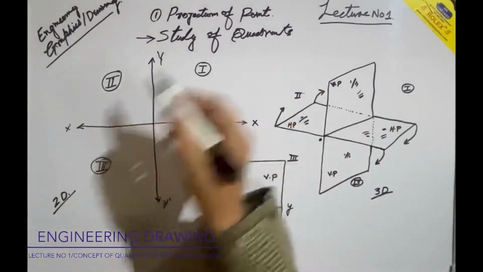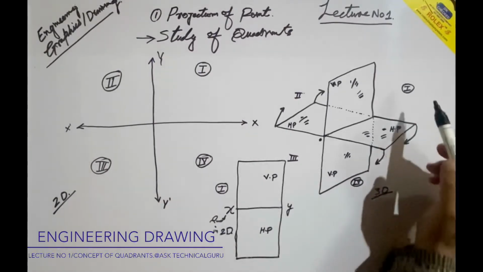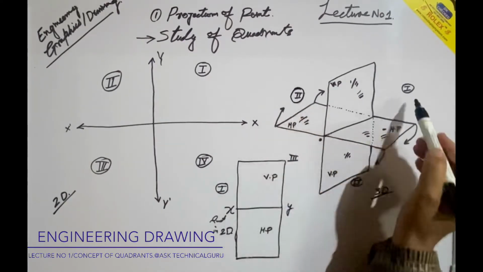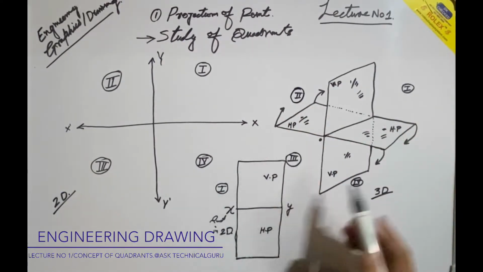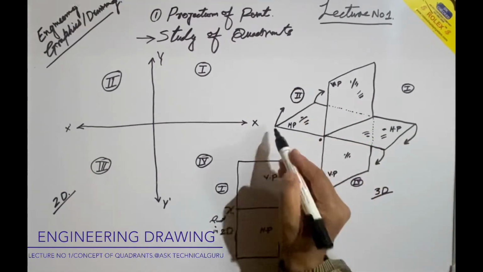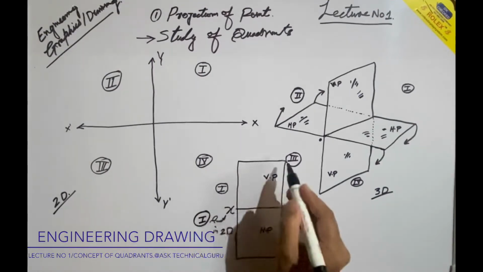So first of all we have to understand this quadrant system. We have 4 quadrants. The first quadrant is this, second is this, third is this, and fourth is this quadrant. Now we have drawn this first quadrant in 2D.